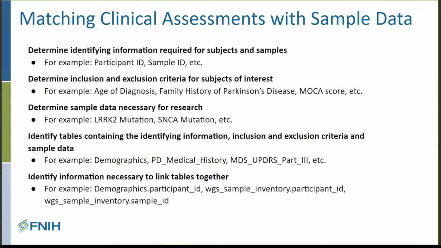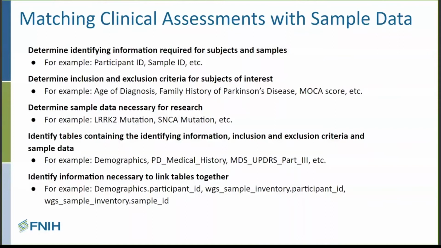Then having listed off all of the information you're looking for, you would use our data dictionaries to identify the tables that contain that information. So knowing that you want information on a particular mutation, you could then search through our data dictionaries to find what tables contain that information. If you care about a particular score or a particular symptom, you could look for that in the clinical assessment forms.